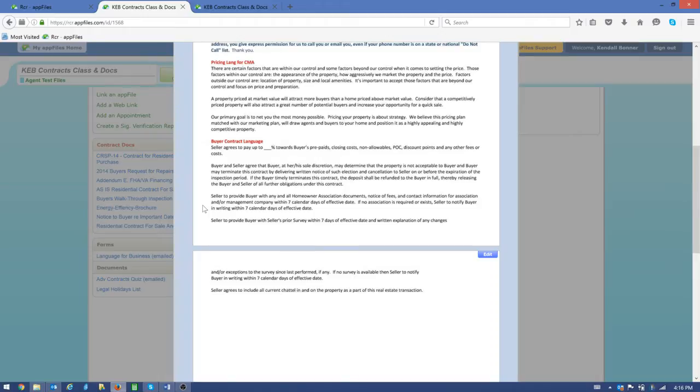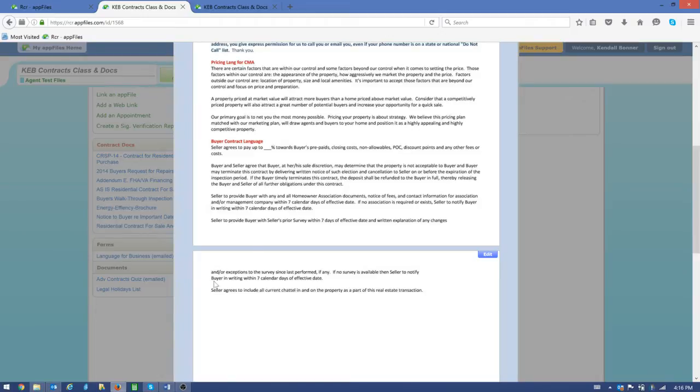Now, if you shorten your inspection period, guys, like let's say you shorten it to 3 days, you need to shorten this time as well. This should not be longer than your actual inspection period, because the whole point is that you'll be able to cancel if you don't like the information you've been given here.